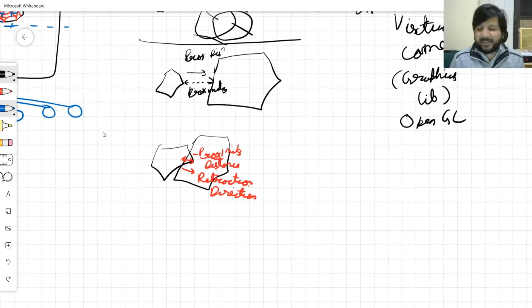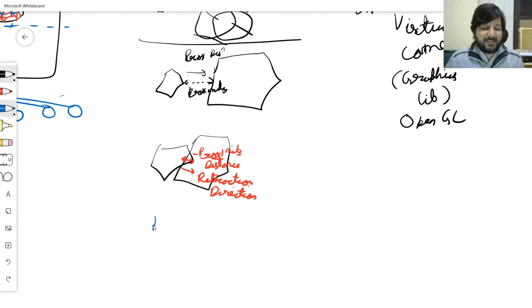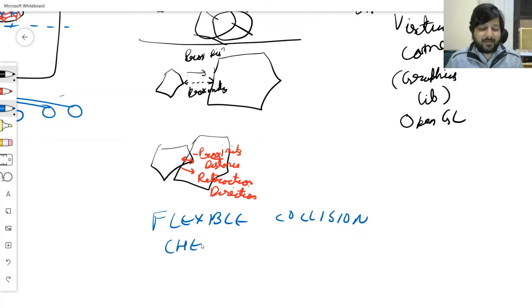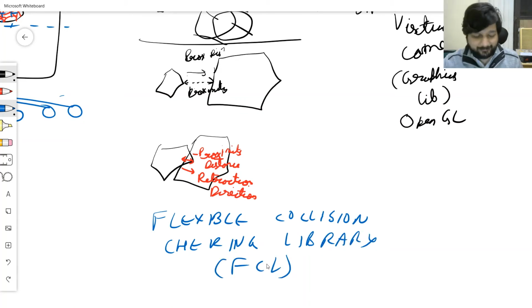The most popular library is called the Flexible Collision Checking library. It's called the FCL.